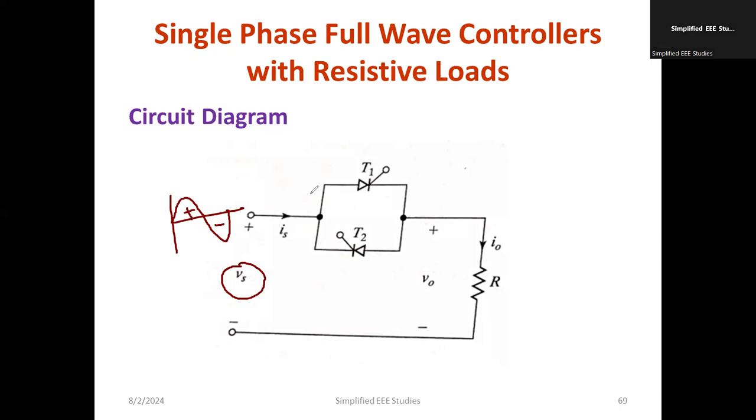Now the input is supplied to the resistive load through the two thyristors which are connected anti-parallel. So we have T1 and T2. Both are connected anti-parallel, or we call it inverse parallel. So we can see an anti-parallel connection of two thyristors that becomes an interface between source and the load. Now we'll discuss how it works. Now I'll be showing you the operation.